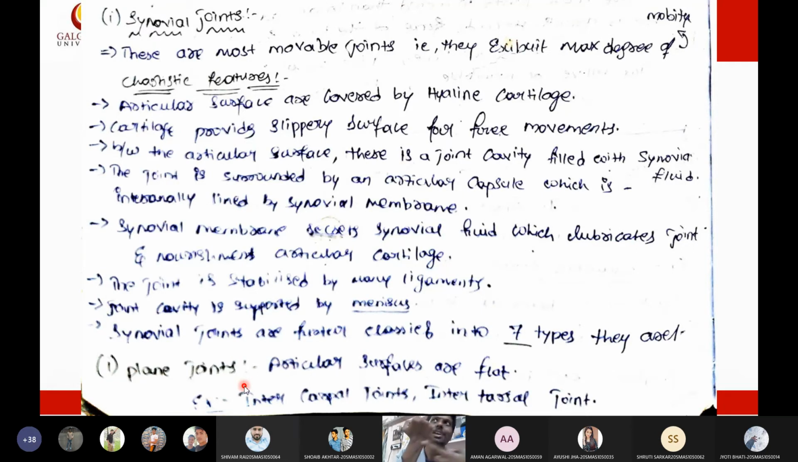Scaphoid, lunate, trapezium, pisiform, triquetrum. Okay, there are 8 bones, 8 carpal bones, so 8 names actually. All those 8 carpal bones are interconnected by flat synovial joints. So we have 8 carpal bones in this wrist and 8 carpal bones in the second wrist. Together we have 16 carpal bones.